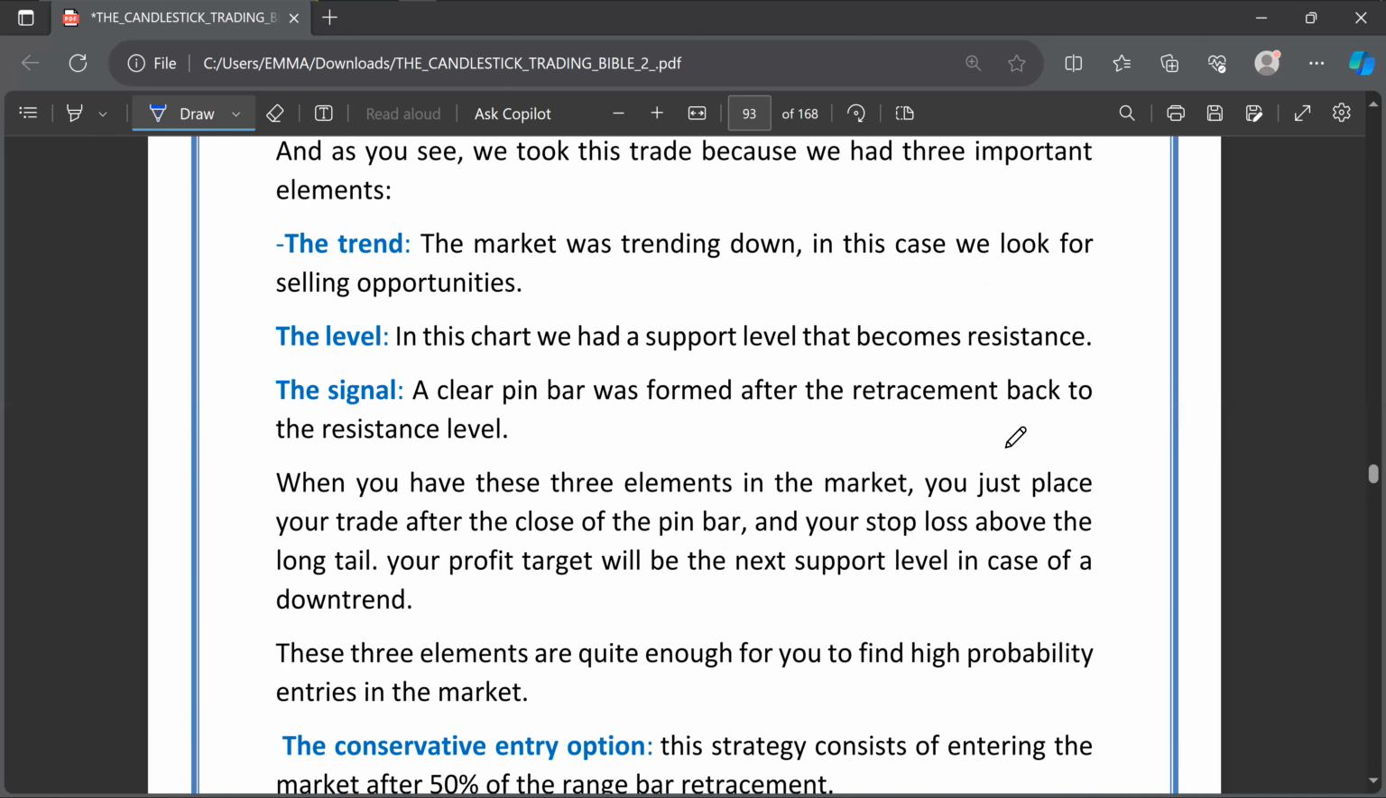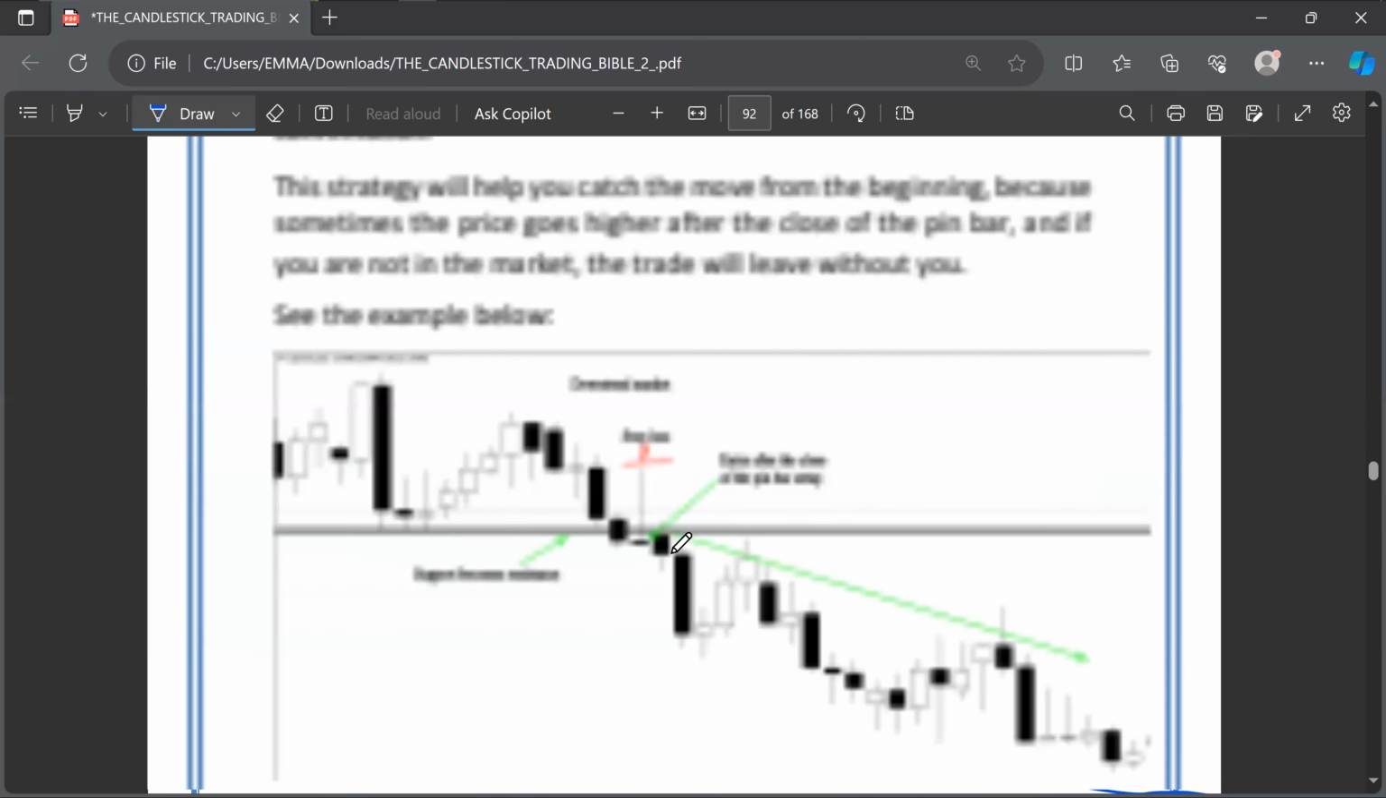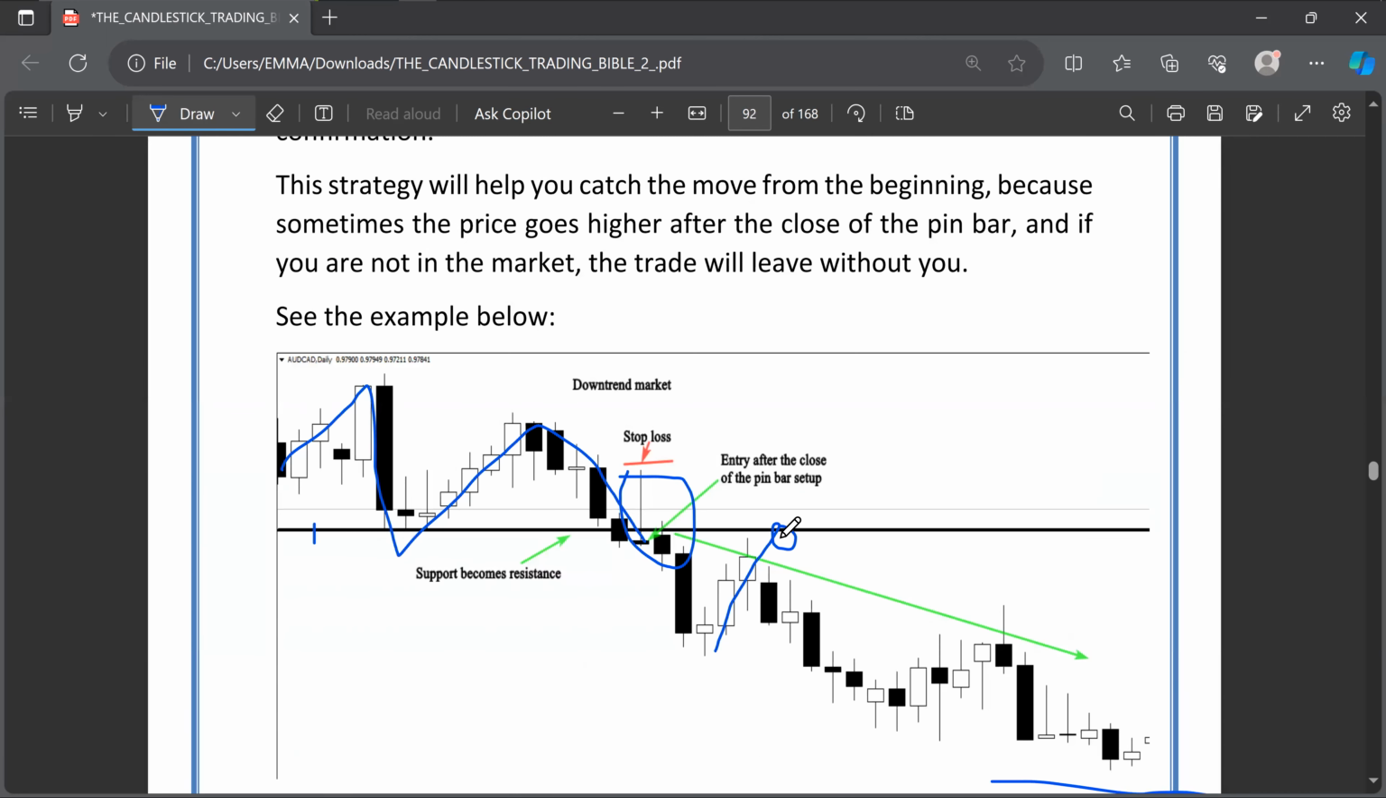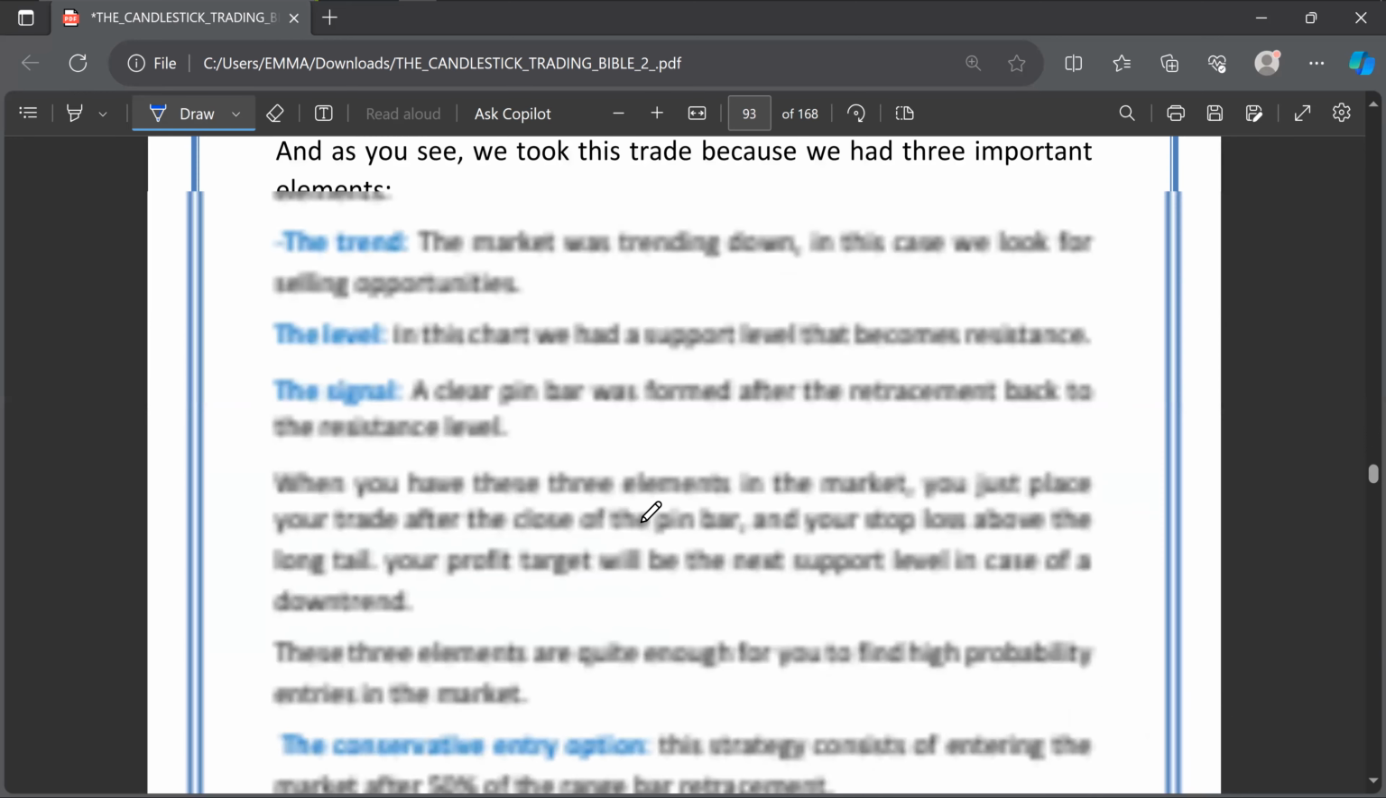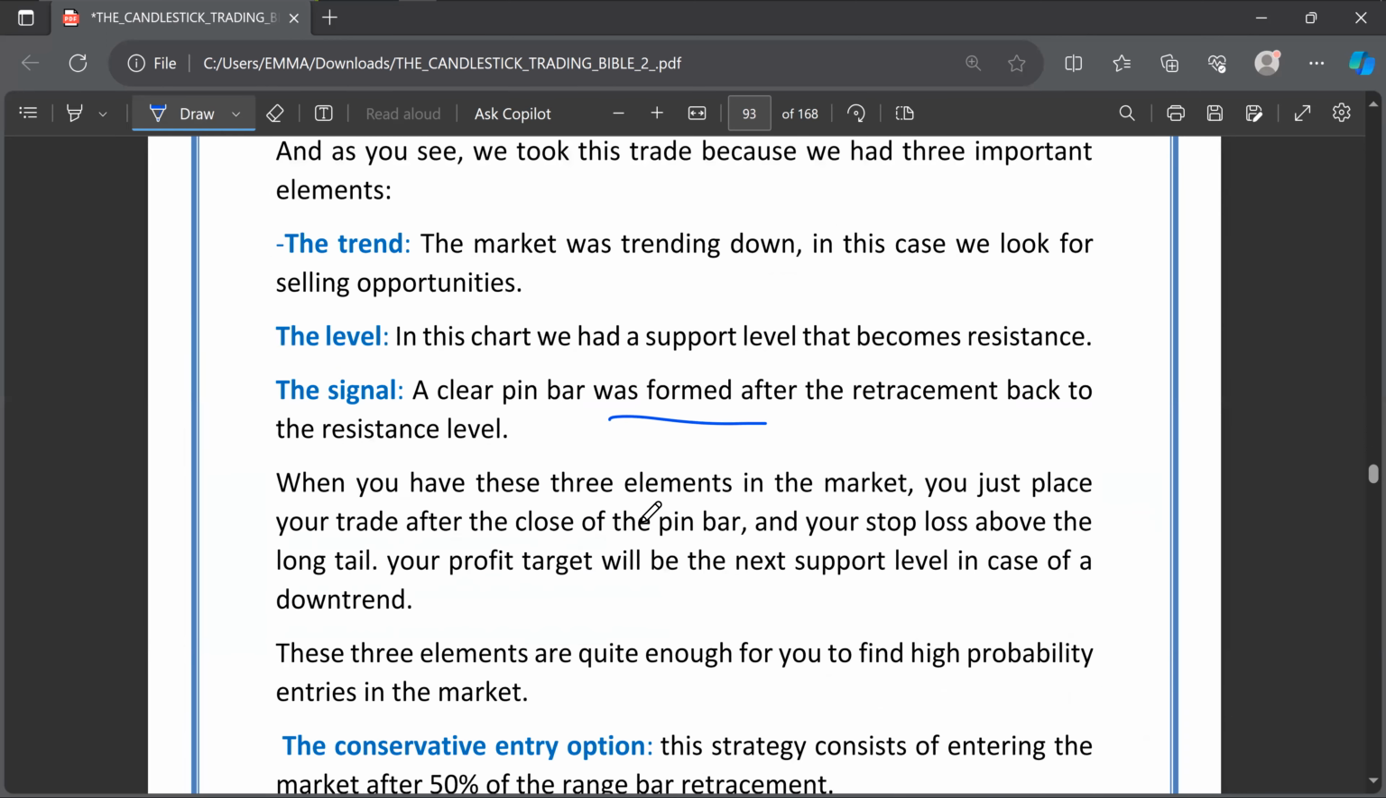Now, the signal, a clear pin bar was formed after the retracement back to the resistance level, right? We said that here there was a quite small retracement, but the trader didn't wait for this retracement, and then what? They entered. That's that. So whatever confluence that we did, the confluence were there.